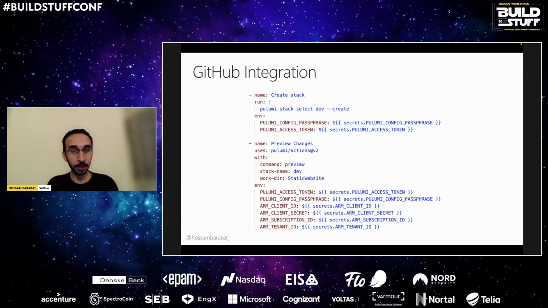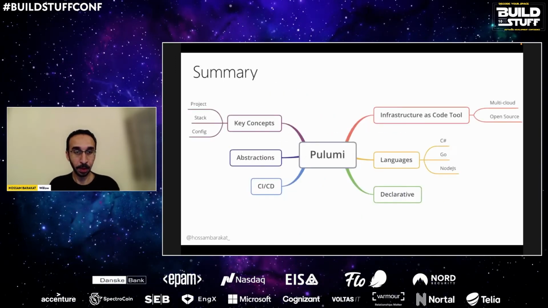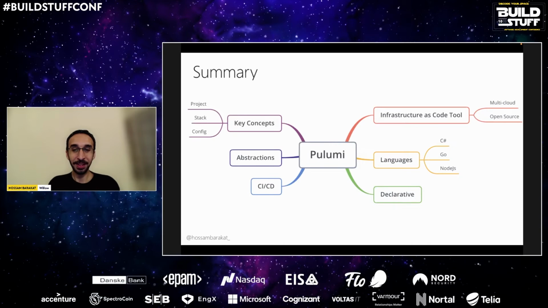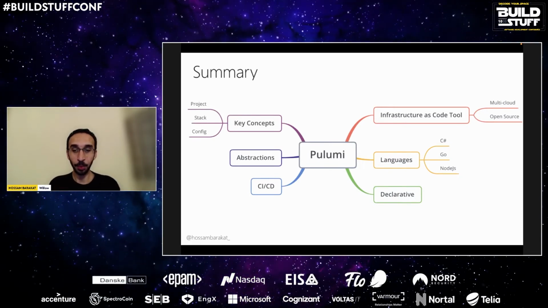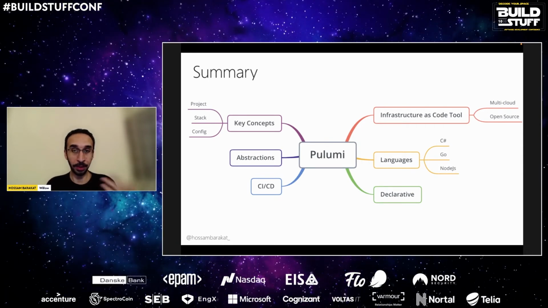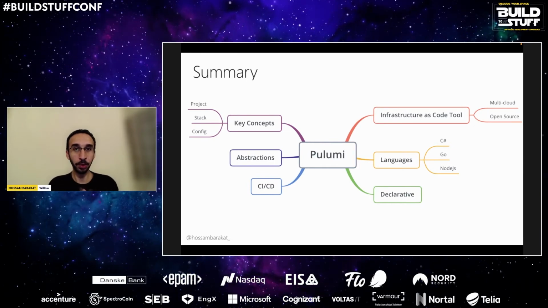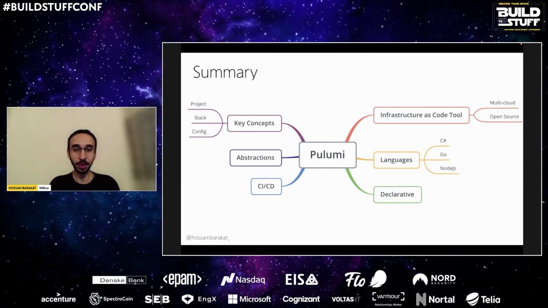So it's pretty straightforward and it's easy to apply these commands. I'd like to recap what I have covered today. Pulumi is an infrastructure as code tool. It supports multiple clouds and it's open source. It supports multiple languages such as C#, Go, and Node, like TypeScript. It's a declarative infrastructure as code. We just write our desired state in C# or a real programming language.